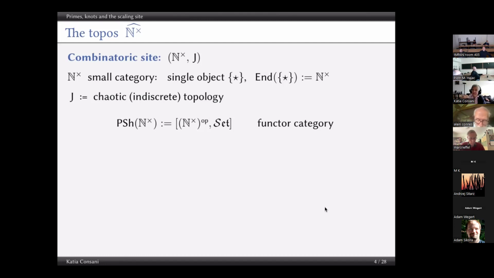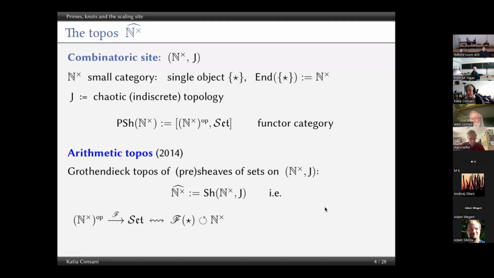So if you consider the topos point of view over this site, take the functor category, which is made by the collection of presheaves over this site. Actually, presheaf and sheaf is the same thing due to the really rough topology we have at hand. Then they are simply a functor from the dual of N cross as a category to the category of sets. And the arithmetic topos in its simplicity is understood as the Grothendieck topos of sheaves of sets on this site. So an element of this topos is a covariant functor from the opposite, sorry, of N cross to sets.